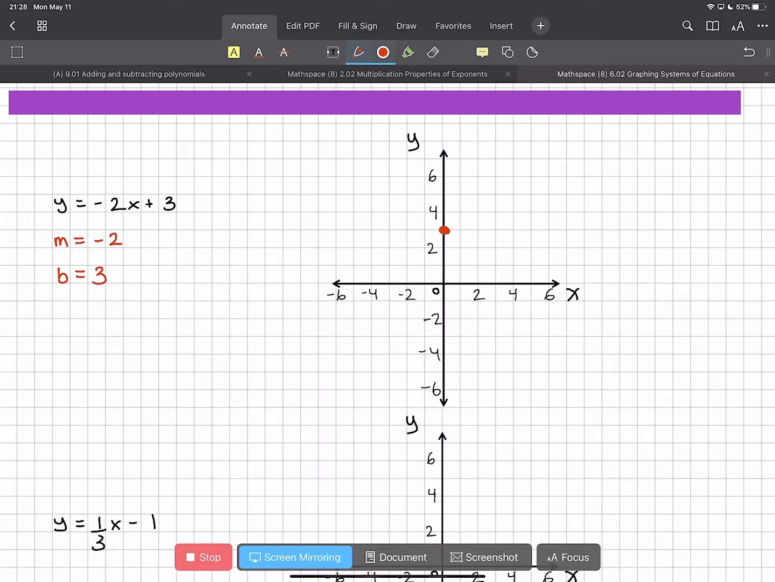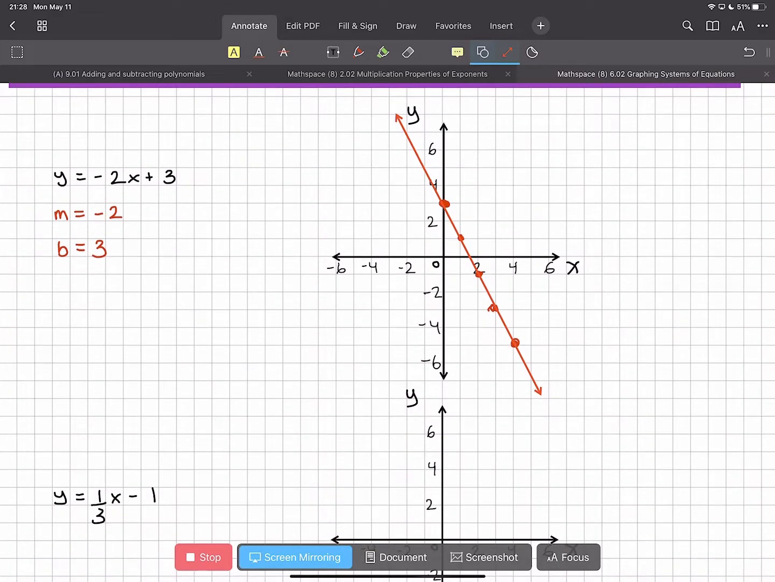And from this point, I'm going to find the next point on the line by using the slope. So I'm going to go down 2, to the right 1, down 2, to the right 1. Negative slopes are always down and to the right. I'm going to draw the line through this, and we should have something that looks like that. It's a pretty straight line. It's pretty steep too. So that's what a negative slope looks like in a linear equation.